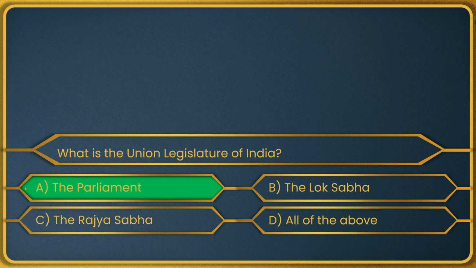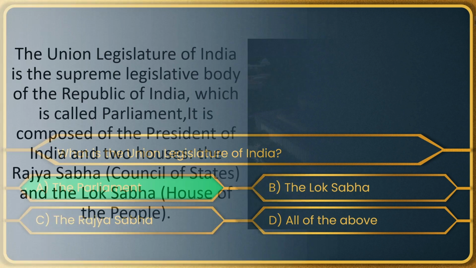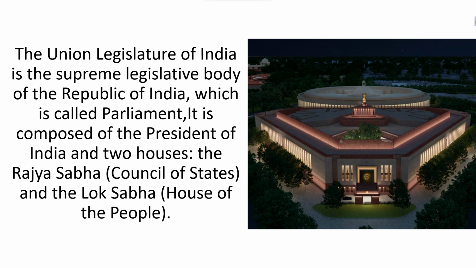Answer. Option A. The Parliament. The Union Legislature of India is the supreme legislative body of the Republic of India, which is called Parliament. It is composed of the President of India and two houses, the Rajya Sabha, Council of States, and the Lok Sabha, House of the People.